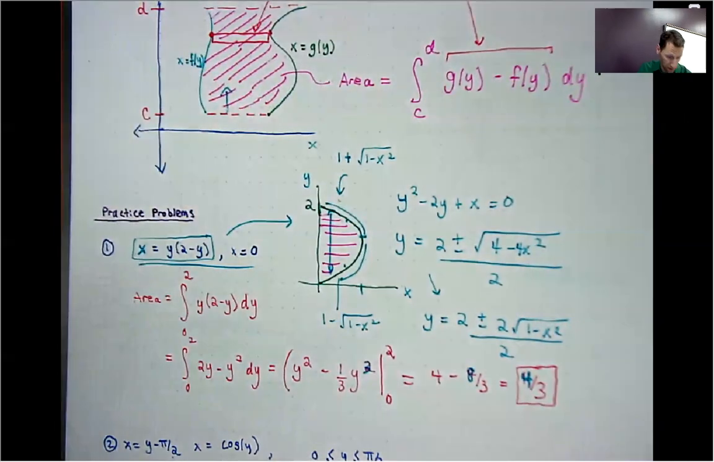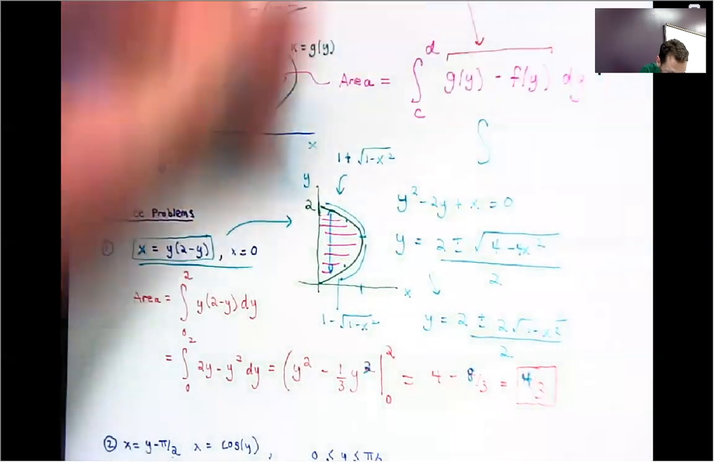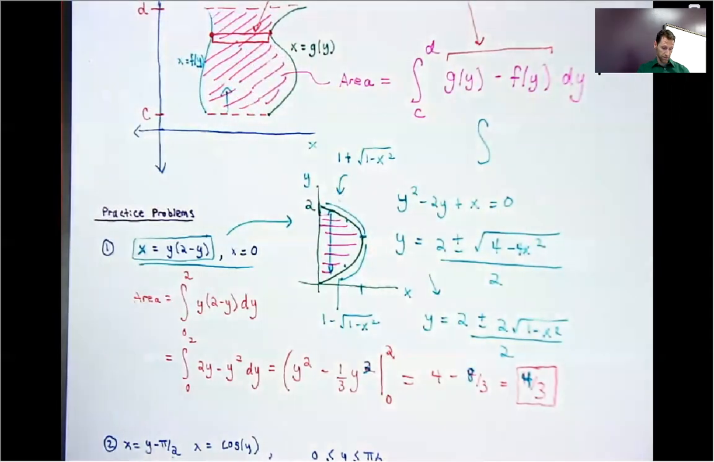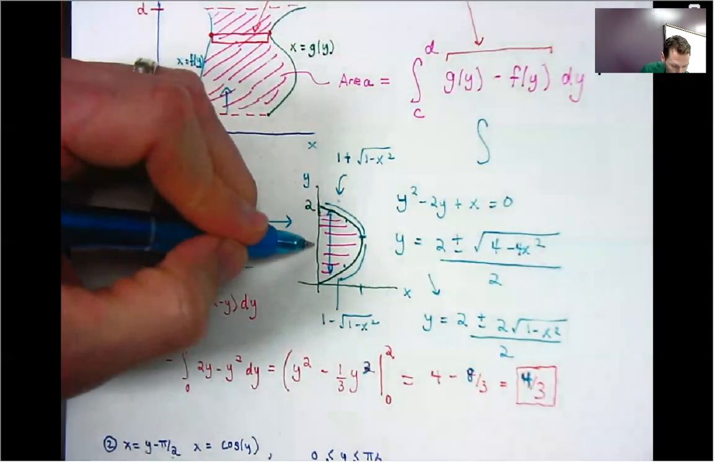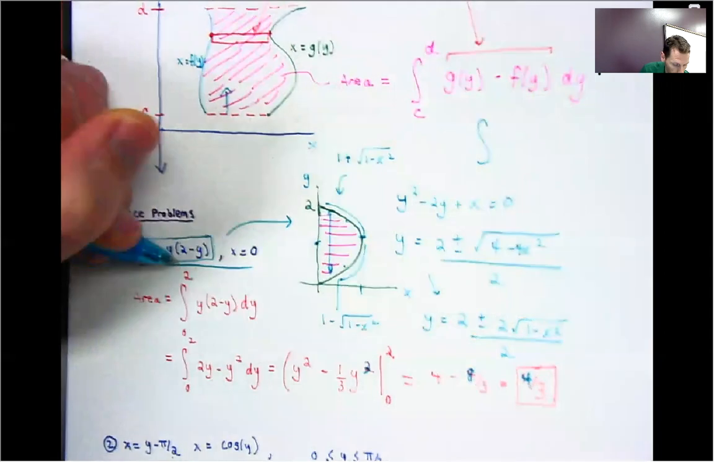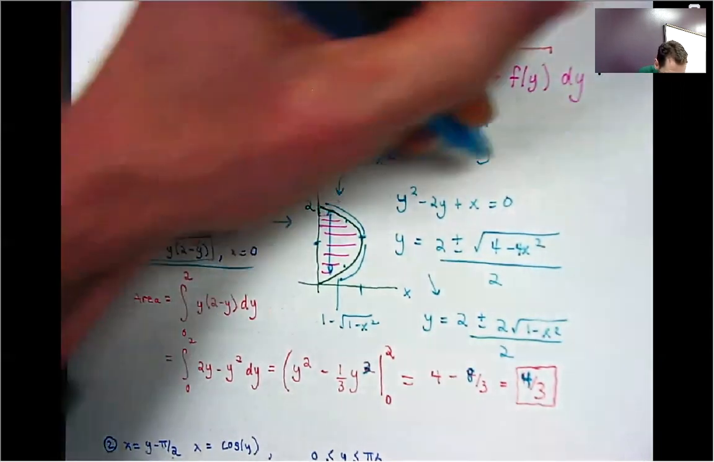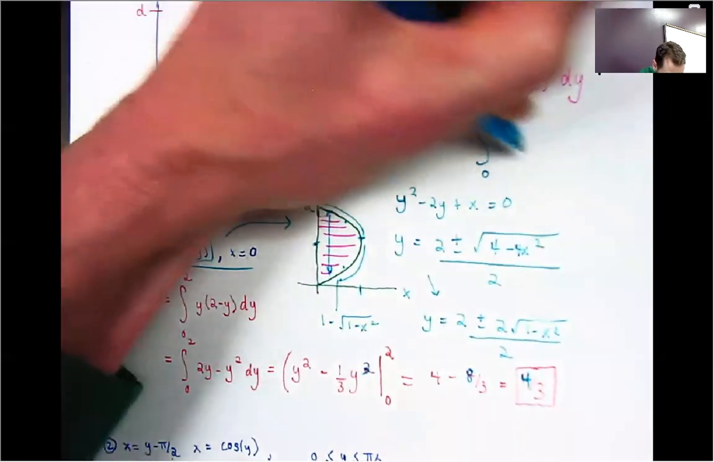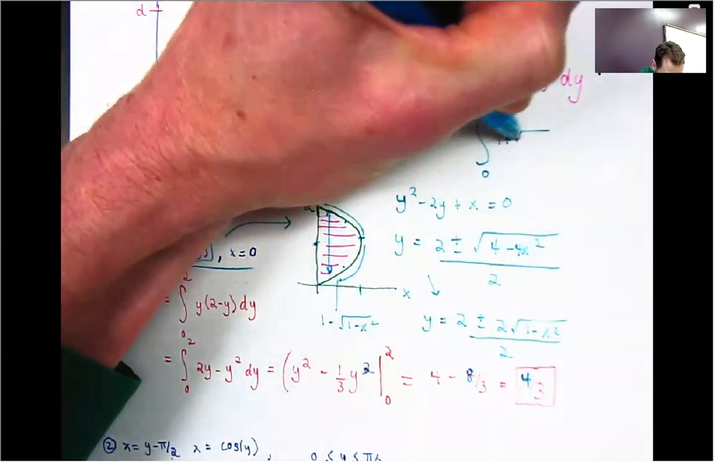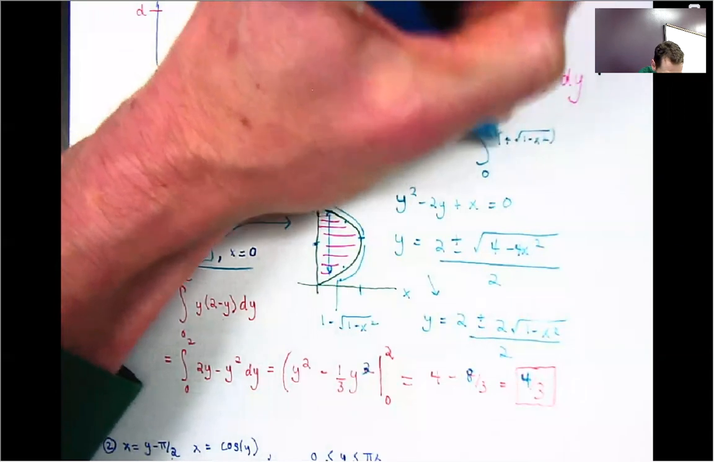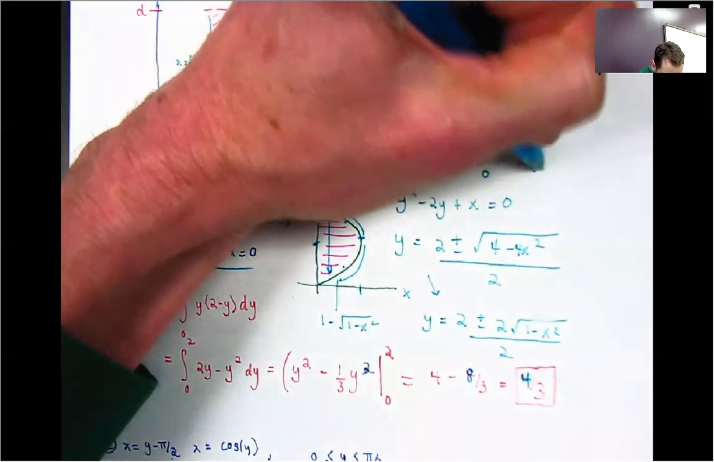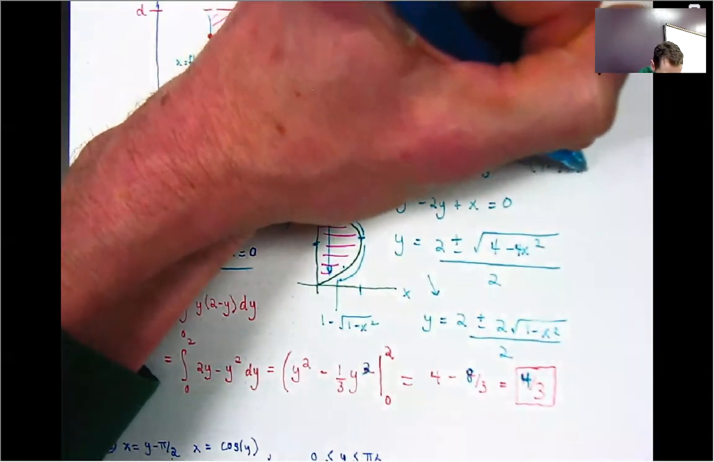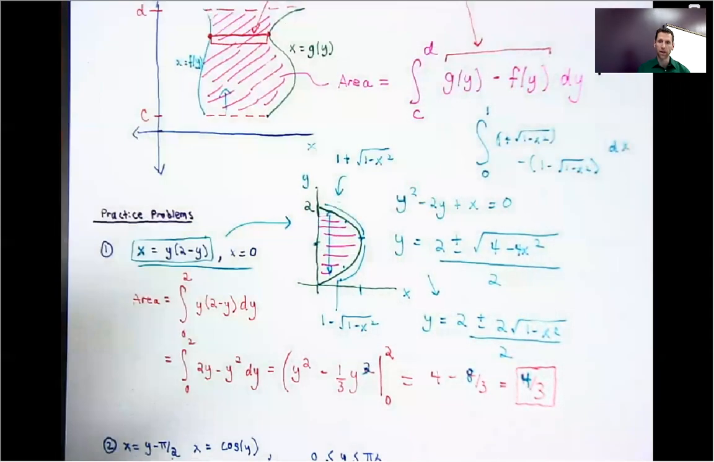You then have to integrate, and I have the integral. I still have to figure out what that value is right there. That's going to happen when y is equal to 1. When y is equal to 1, x is equal to 1. So we're going to integrate from 0 to 1. Top function, 1 plus the square root of 1 minus x squared, minus the bottom function. And you've got to integrate that.